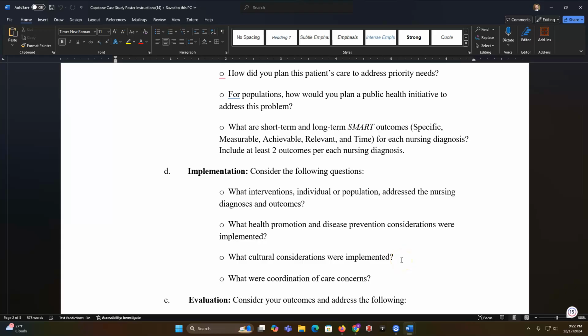Did you work with a physician, an RT, physical therapist, occupational therapist, speech therapist, respiratory therapists, social workers? I mean, the list goes on and on. But we want to know about how you worked with other people in coordinated care, because that's a big part of nursing.